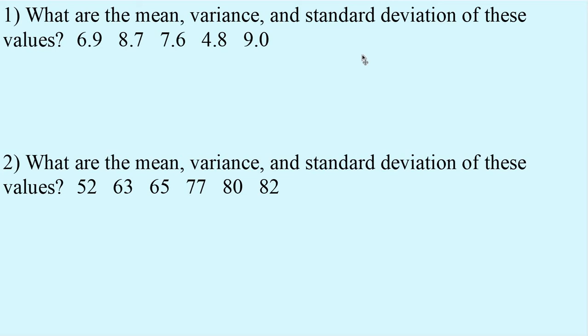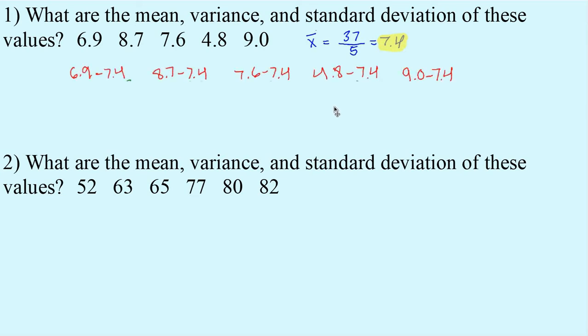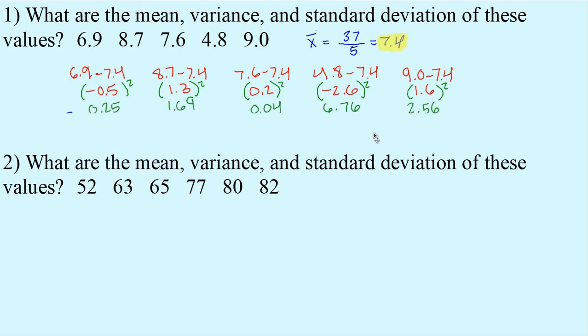To do it algebraically, you start by finding the average. So the average is 7.4. Then you take every value and subtract the mean: 6.9, 8.7, every value minus the mean. You take that difference and square it. Then we take those new values and average them.